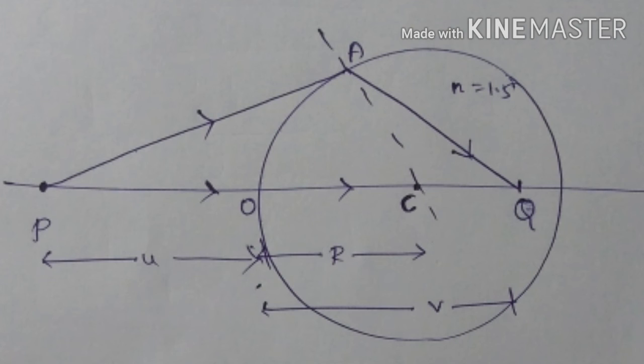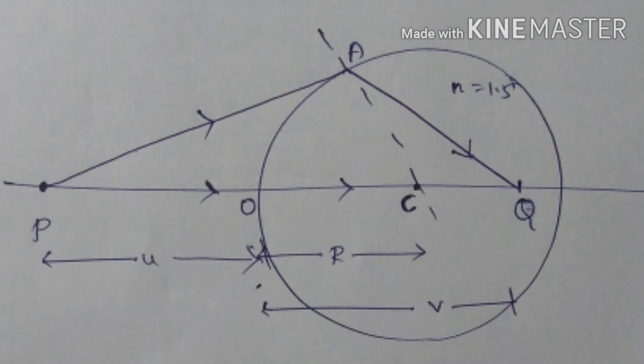And a light ray that passes through the center of curvature will have no refraction, and this ray meets the AQ ray at point Q. So, the distance PO is the object distance, which is denoted by U, and OC is R, the radius of curvature. OQ is the image distance, which is given as V, and the refractive index of this sphere is 1.5.